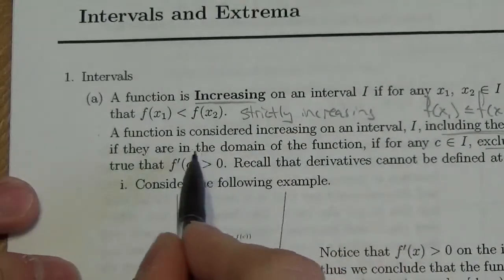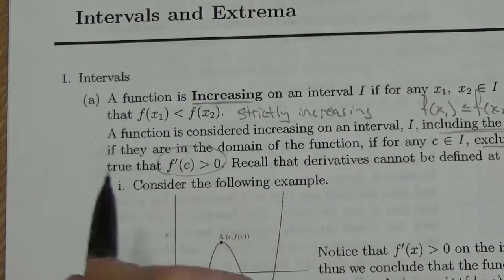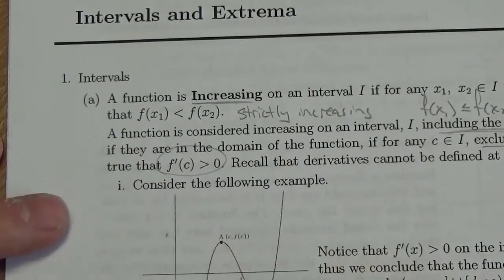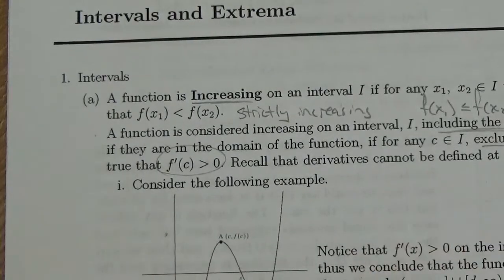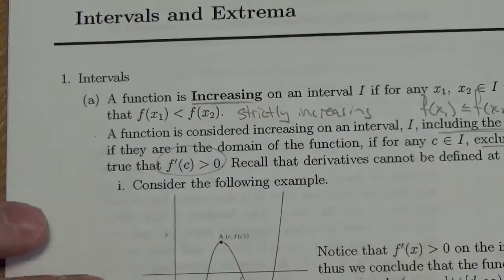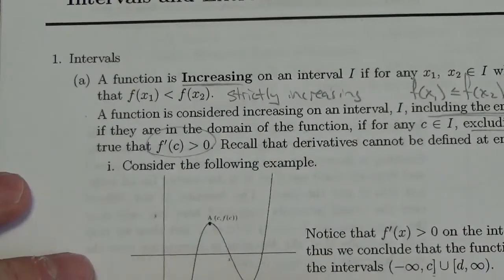I cannot, however, use this property at the endpoint. This property doesn't apply at the endpoints because the derivative's not defined at the endpoints. But, okay, I know that that interval would still be increasing if that interval included that endpoint.